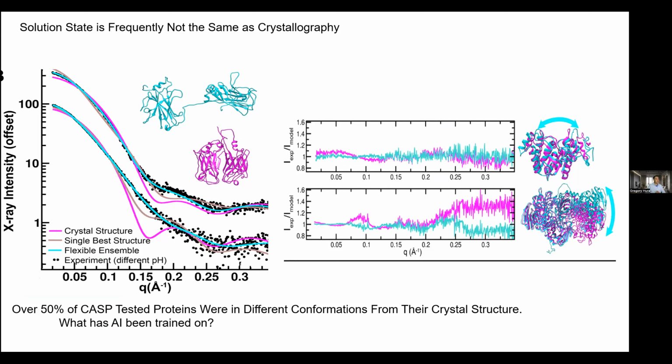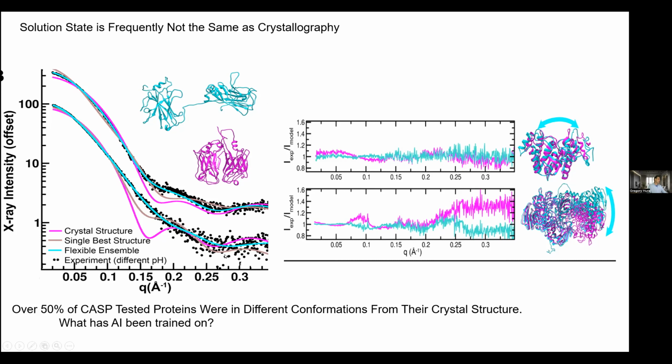AlphaFold has been optimized on the PDB, and the PDB is a set of crystal structures. And as has always been recognized, the crystalline environment is not the solution environment. So we did a blind study in coordination with CASP and found that over half the proteins we studied, the crystal structure did not agree with the solution structure.